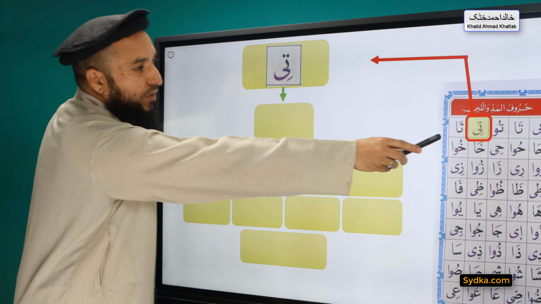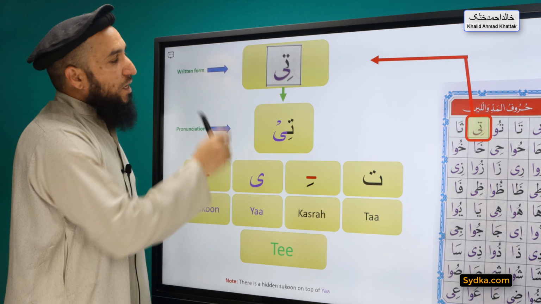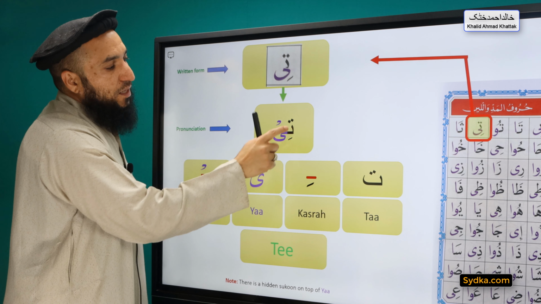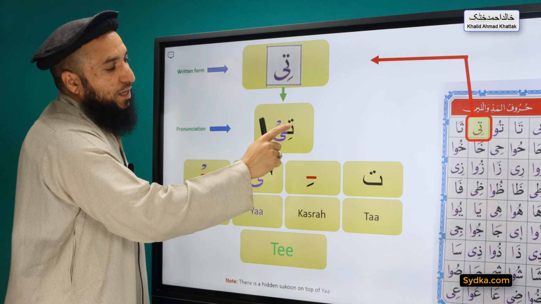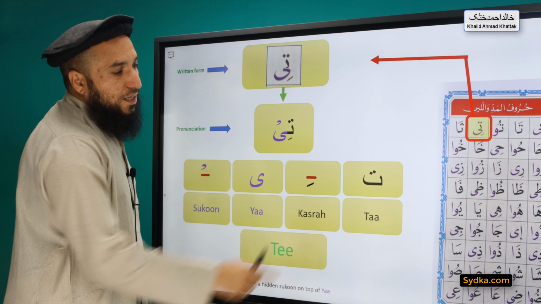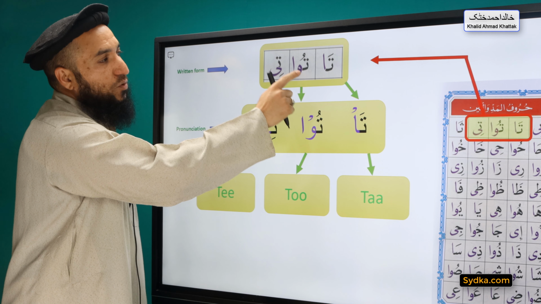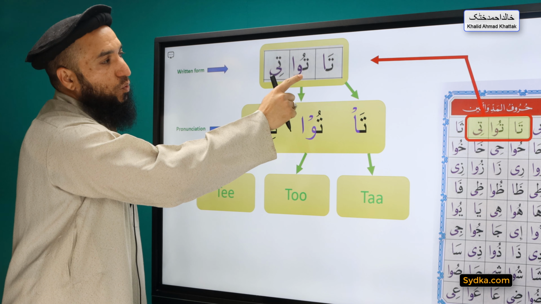The next syllable we have is ta kasra ya sukoon ti. This is the written form, with the hidden sukoon here. Ta is a light letter, it has kasra underneath, and it is followed by ya, which has sukoon on top of it. Ta kasra ya sukoon ti. Ta tu ti.